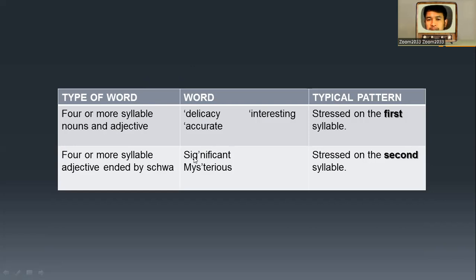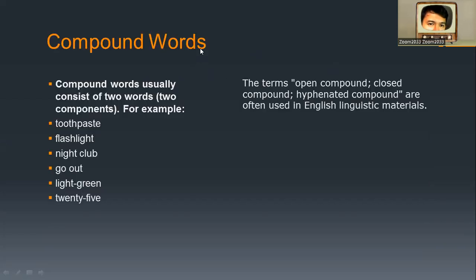So, significance, mysterious, significant. So the stress is on the second syllable. Yes, we have this here: significant, mysterious. This one. Okay, so what about compound nouns?